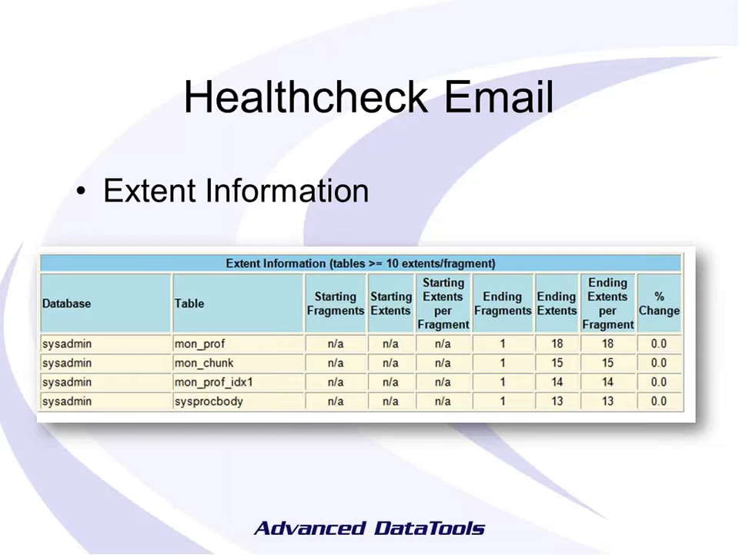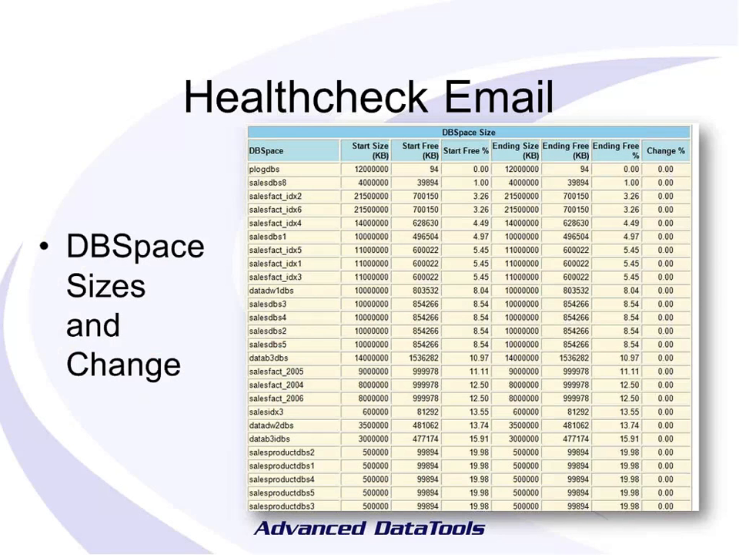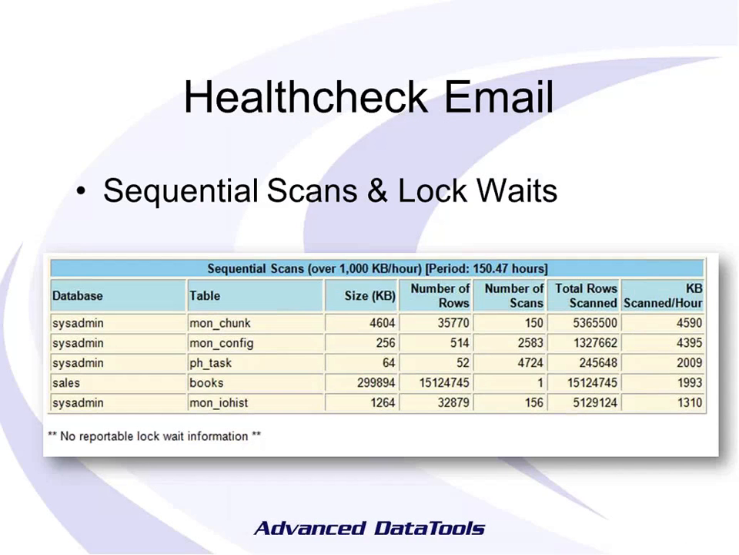We can look at the extents, which of our tables have, in this case, over 10 extents. And we can look at our DB spaces, how they've changed over time. And the sequential scan information, what tables have we got a lot of scans on. This isn't critical, but it may give you an idea of, hey, we might get better performance if we start tuning some of these tables. And we also show anything waiting on locks.